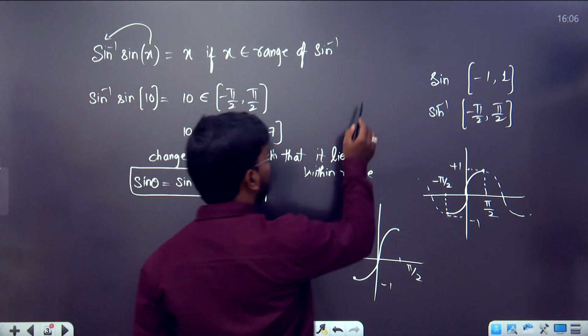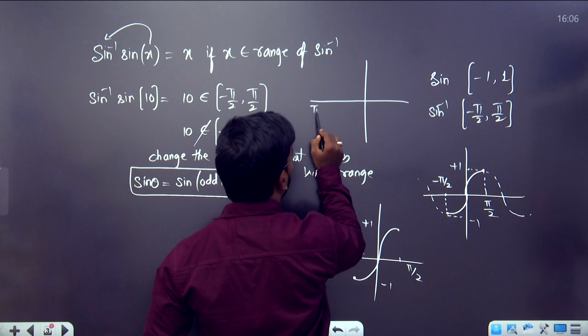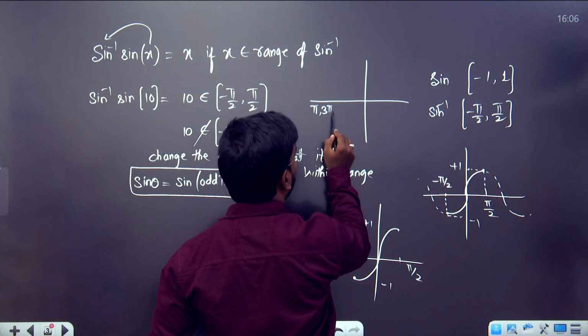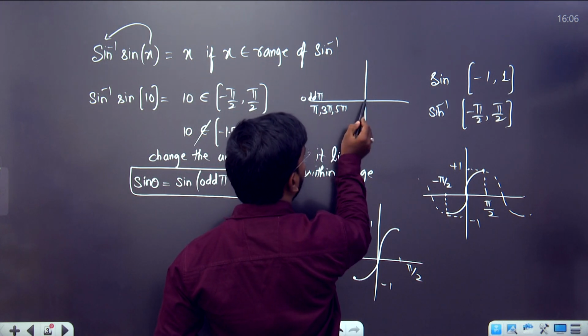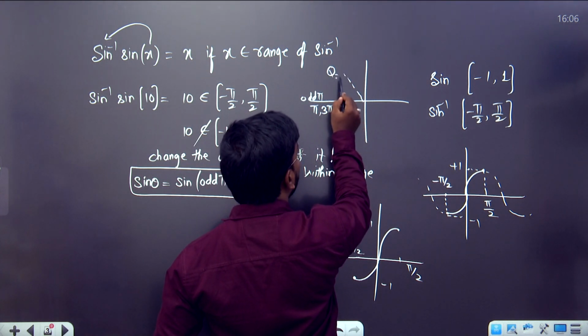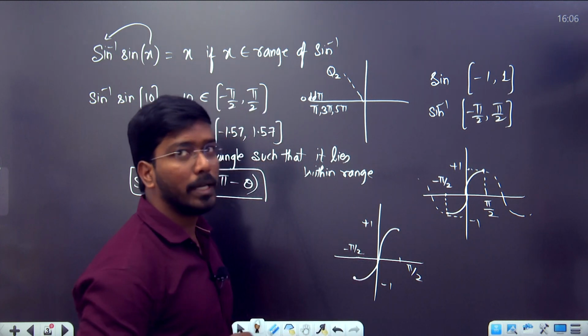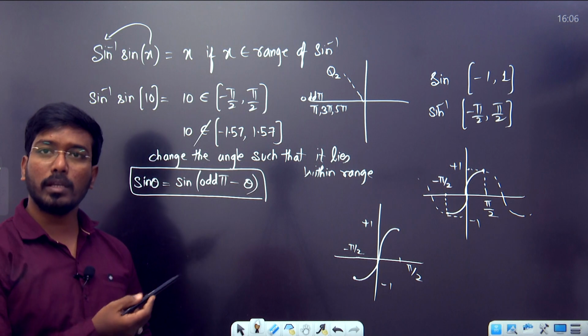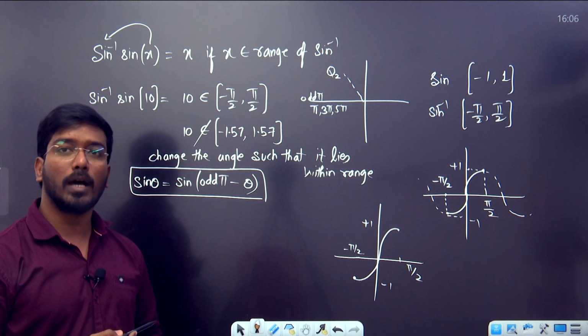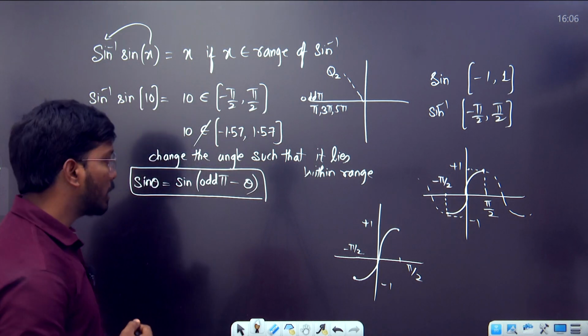Because odd pi minus theta gives you, this is pi, 1 pi, this line is 3 pi, 5 pi, this line is odd pi. Whenever we write odd pi minus theta, it goes in which quadrant? Quadrant 2. In quadrant 2, sine and cosecant are positive. That's why whenever sine is out of the range, we need to use the formula: sine theta can be written as sine of odd pi minus theta.